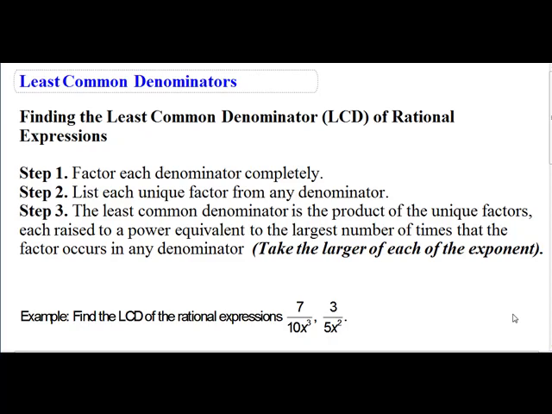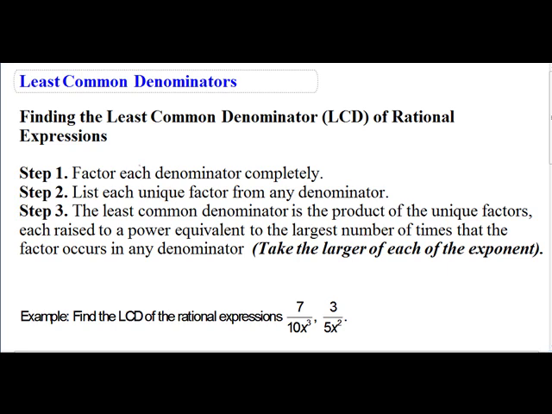In this video, we're going to learn to find the least common denominator. Sometimes in short we say LCD. These are the three steps that will help us to find the least common denominator.